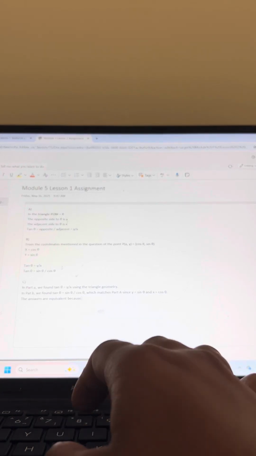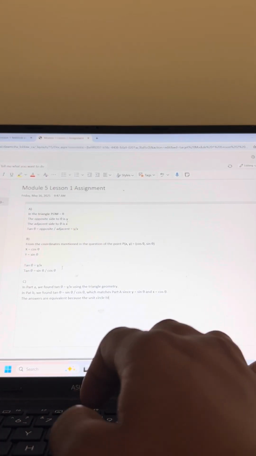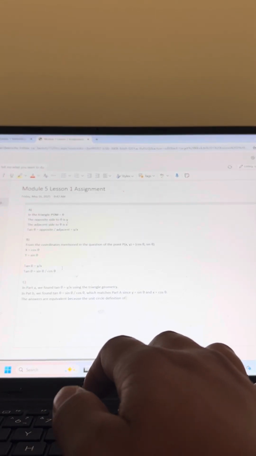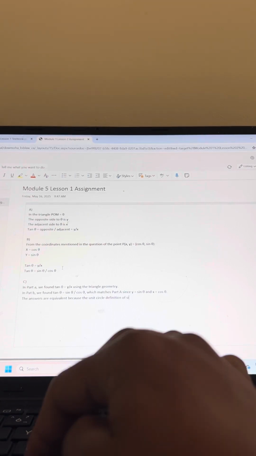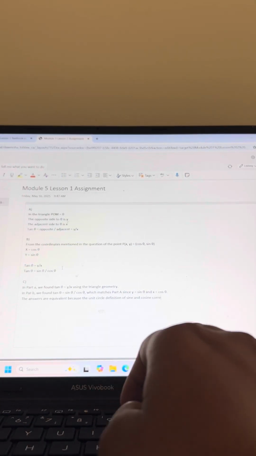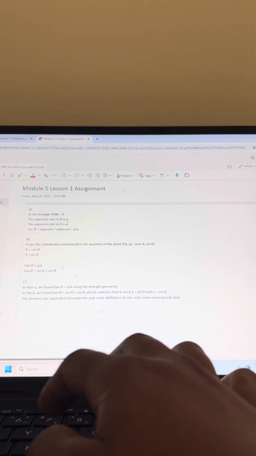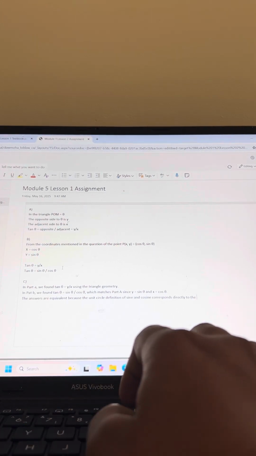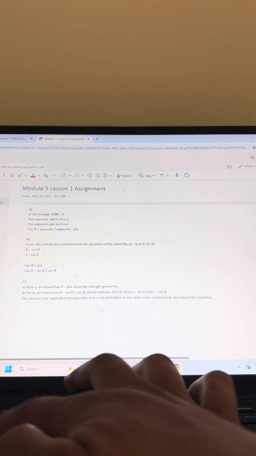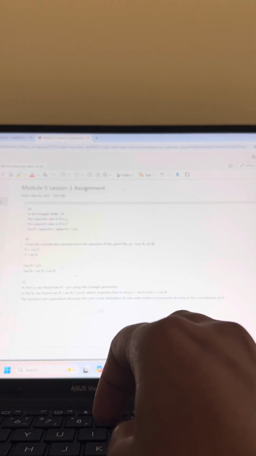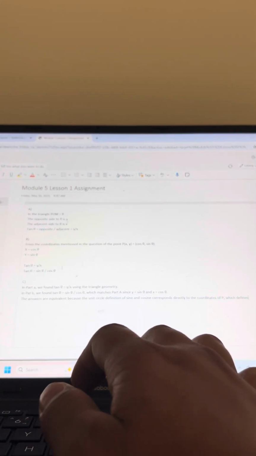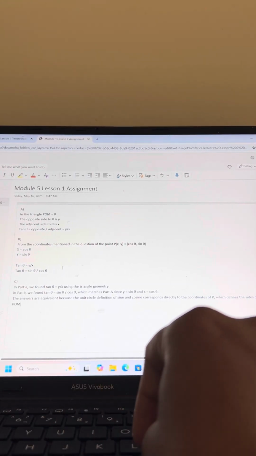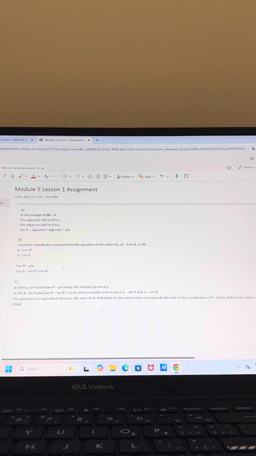because the unit circle definition of sine and cosine corresponds directly to the coordinates of P. Which defines the sides of the triangle POM. So this is going to be our final answer for C, and that concludes this lesson.